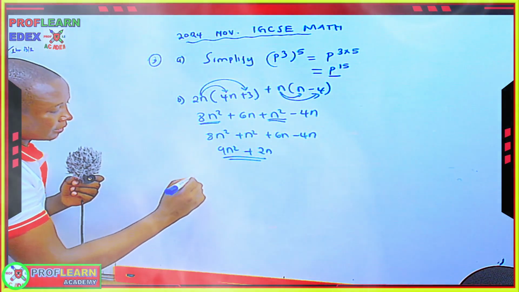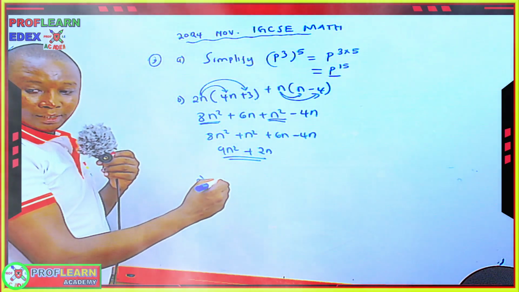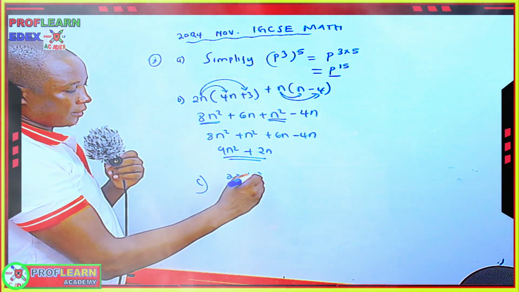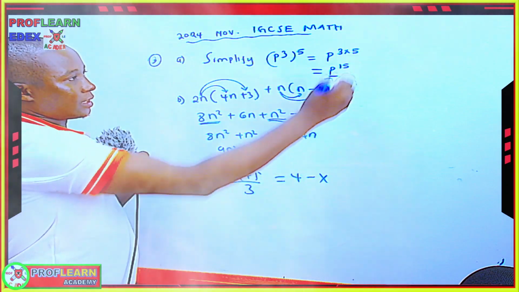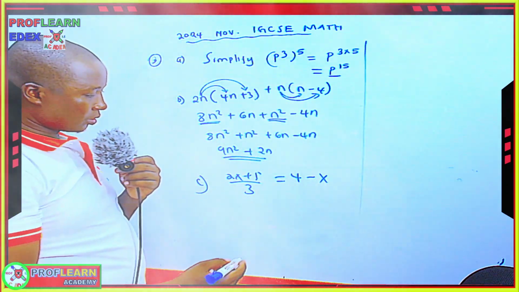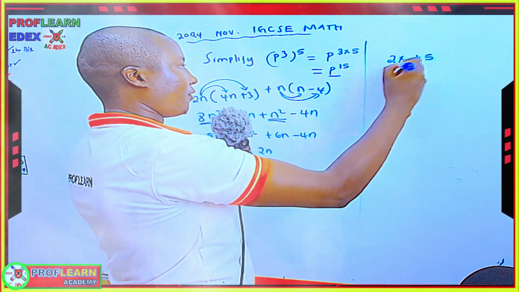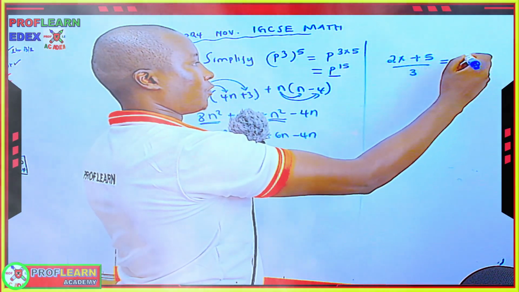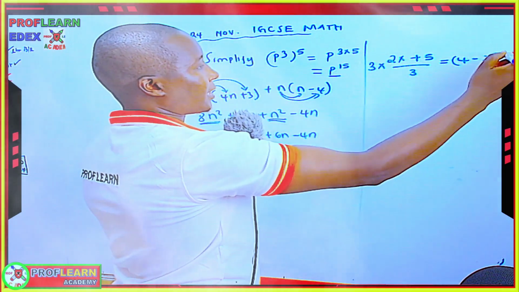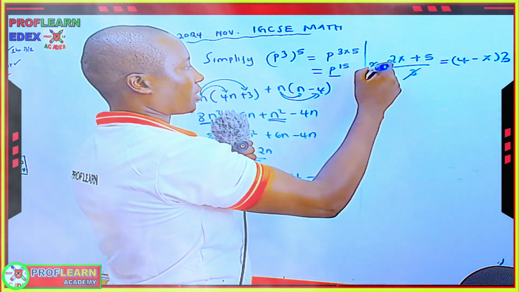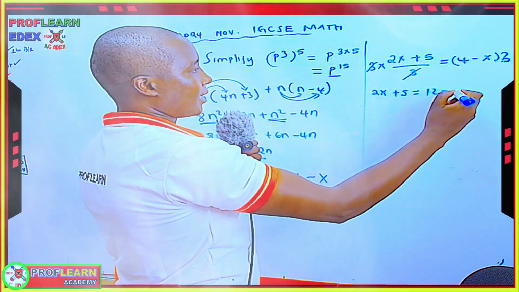And part C that followed here was to solve a linear equation, and that linear equation was 2x plus 5, all divided by 3, equals 4 minus x. How can you solve such an equation? If we have 2x plus 5 divided by 3 equivalent to 4 minus x, we multiply by 3 on both sides so that we get rid of this fraction. So we shall have 2x plus 5 equals 12 minus 3x.